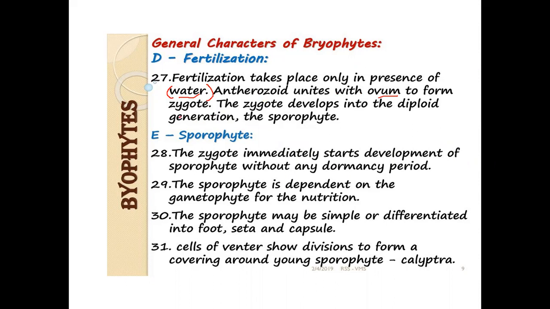After fertilization, they are going to form the zygote. Okay, so till the development of zygote, the complete life cycle is called the gametophytic phase.